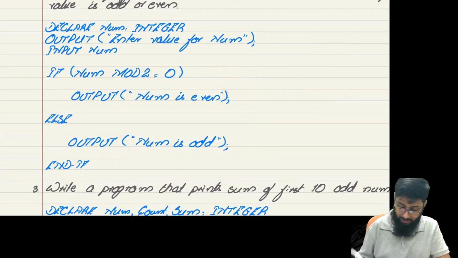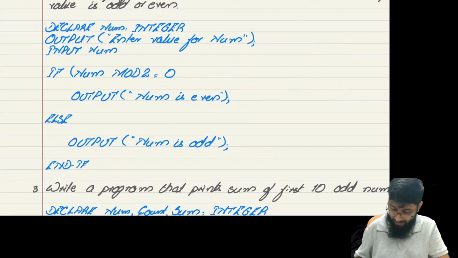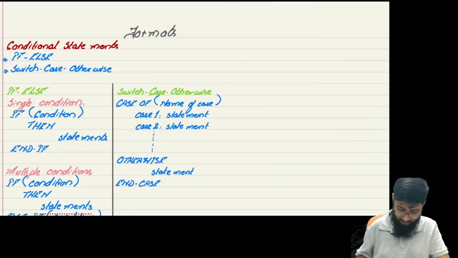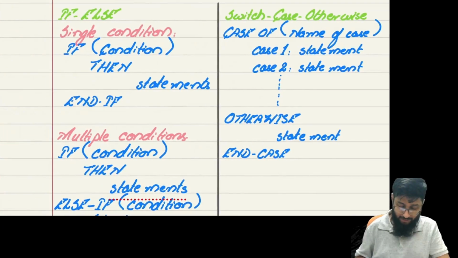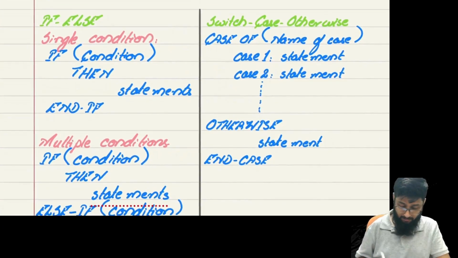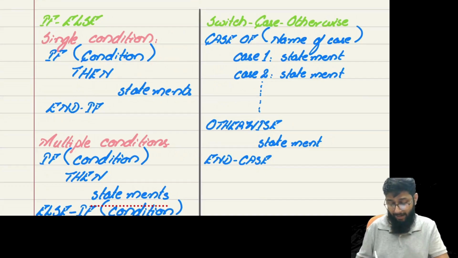Now we do have three forms. Let me show you with the pseudocodes. We do have a sort of appendix over here. So if it's a single statement, we just say if condition then. If you're writing a single statement, you do not need to write then, but if you're writing multiple conditions, then you need to write the then. So if condition then whatever the statement, as we just said, an output statement, and then finally end if.